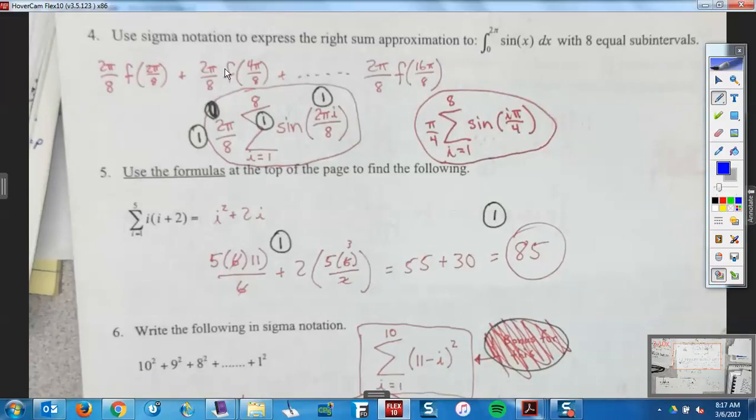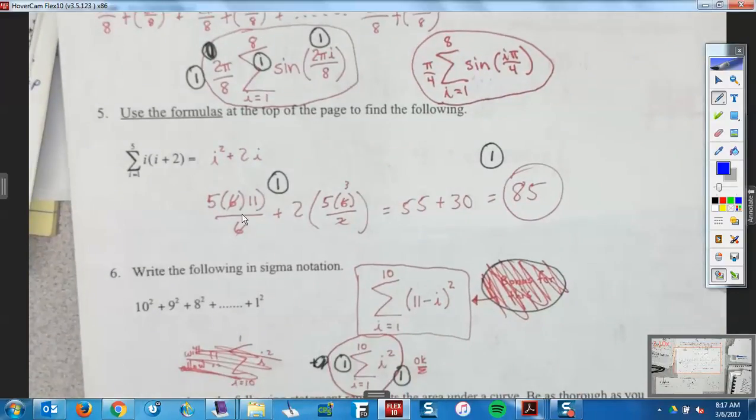So f of, I kind of didn't write the f notation, but somebody forgot the sine or to plug it into the function. But sine of that, i equals 1 to 8 with that here. Okay, then you just had to distribute this and then use your 2 formulas to get your sum right there. So that was 2 points. So i squared plus 2i. Those formulas were at the top of the page.